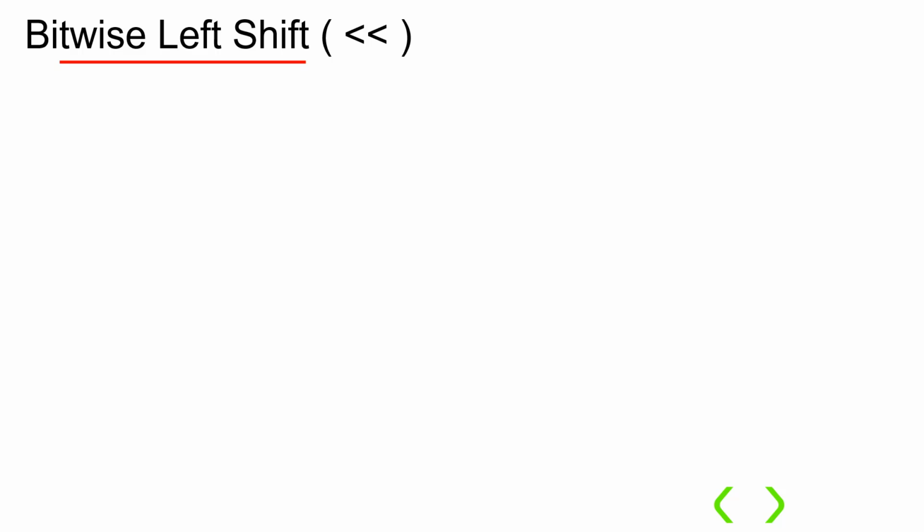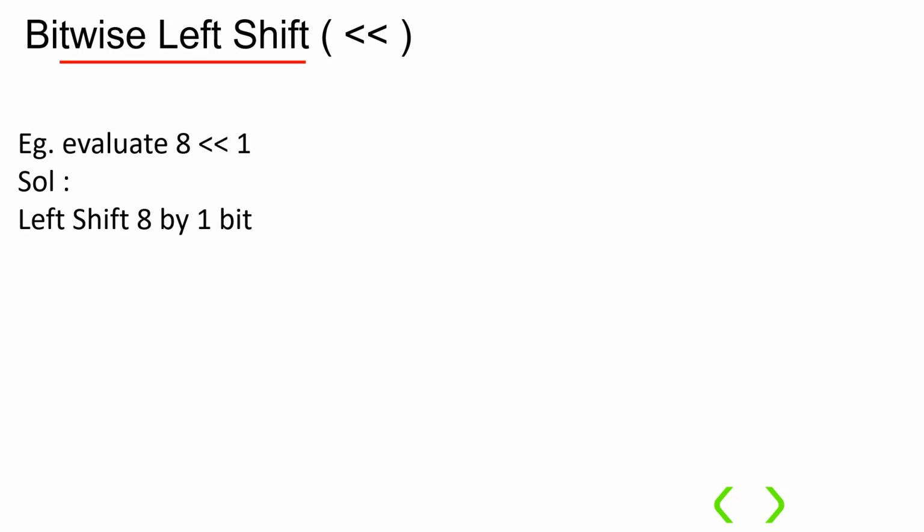Next comes the bitwise left shift operator. It is expressed using two less than symbols. It's very simple. All it does is shift all the bits to the left. Let's evaluate the expression 8 left shift 1. 8 left shift 1 means shift each bit of 8 to the left by 1 place.